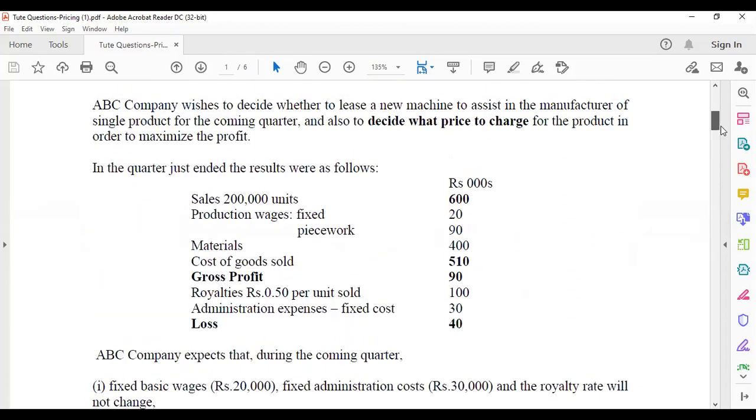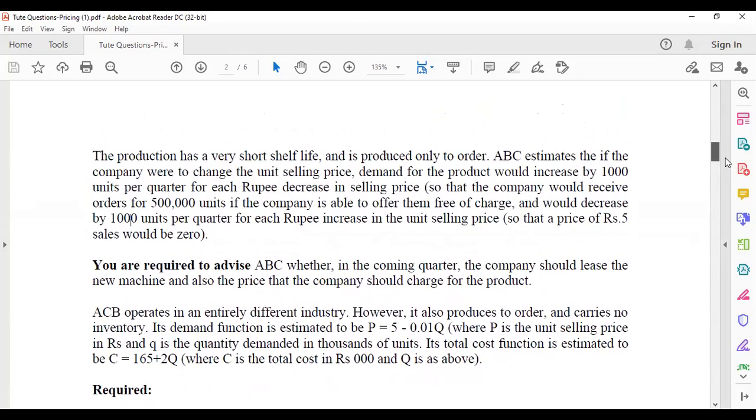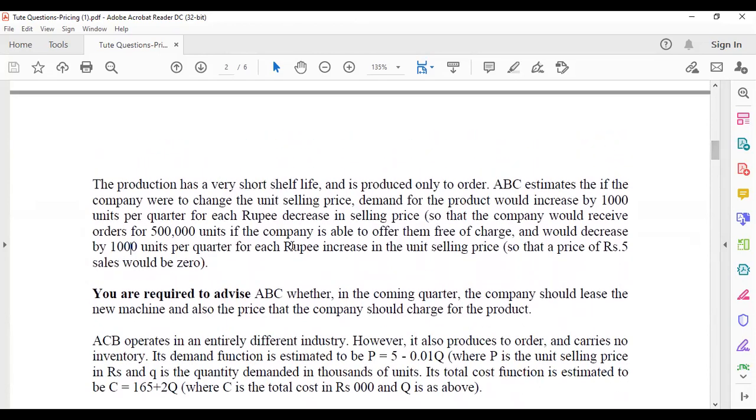Yes, just go through the information and see. First, you can decide whether you are going to lease this machine in the next quarter. So first decide that, and then we may look at what is the price to be charged.